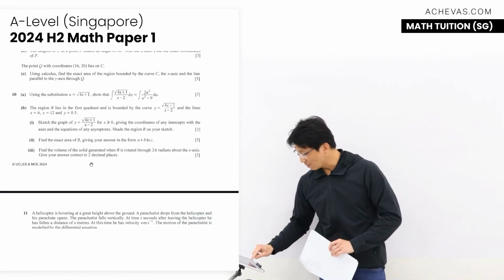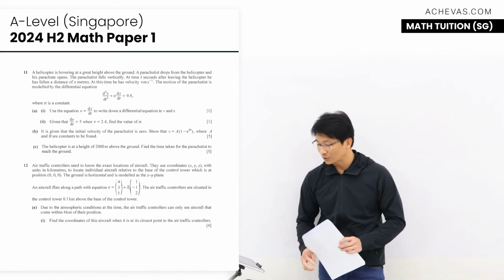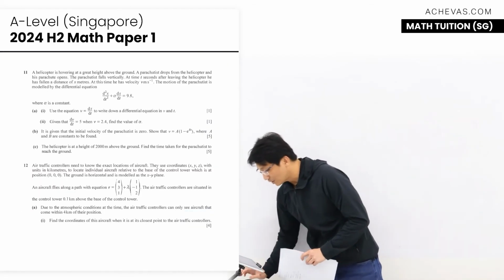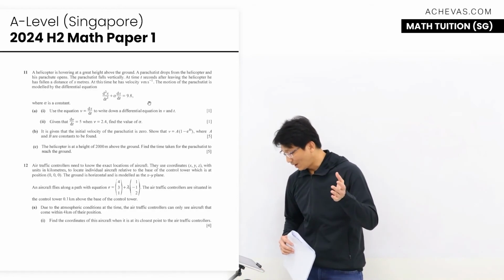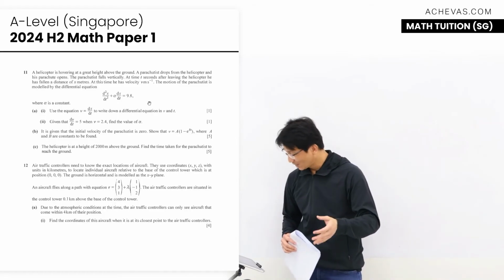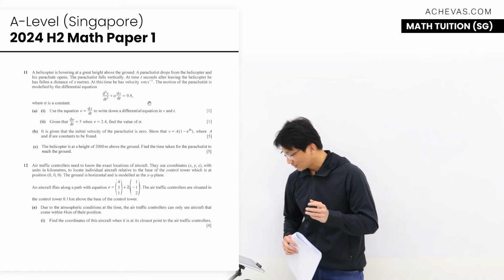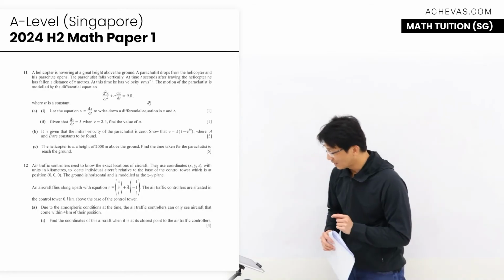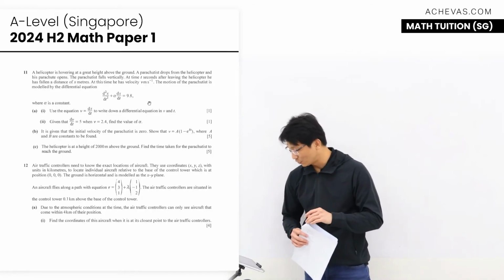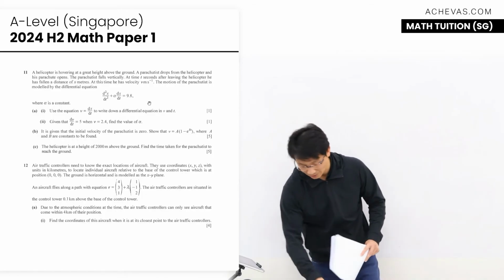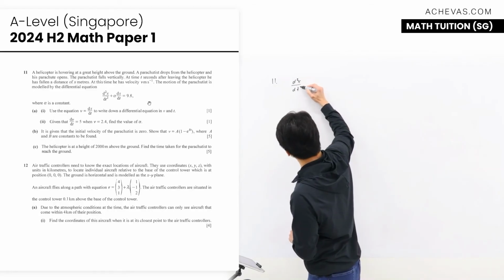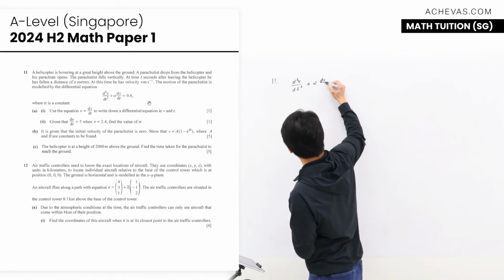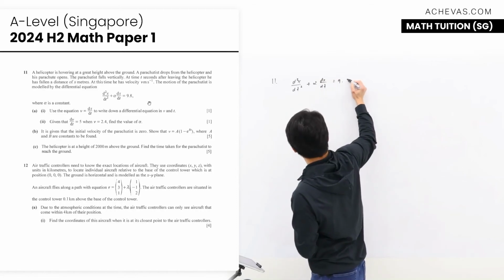Right, for question number 11, this is a differential equation question. We have a helicopter hovering at a great height above the ground. And this parachutist is dropped from the helicopter and falls vertically. And after t seconds, the distance that he has fallen is x meters. At this time, he has a velocity of v, and the motion of the parachutist is modeled by this particular expression here. We have d squared x over dt squared plus alpha dx/dt equal to 9.8.